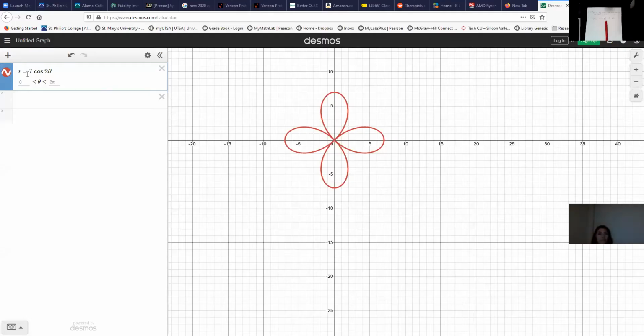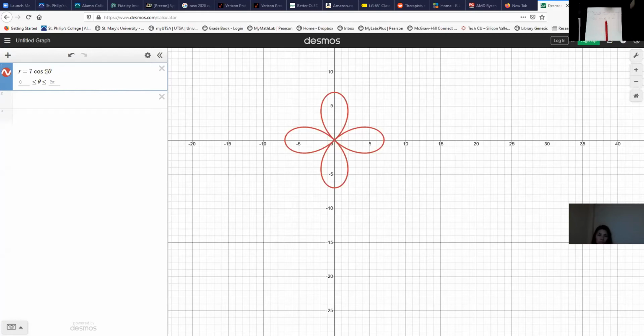So this is r equals 7 cosine 2 theta. Whenever you see a double angle with no extra terms, it's going to be one of the rose types of graphs. Like we said, if n is even, then you multiply that number by 2, and that's the number of petals.